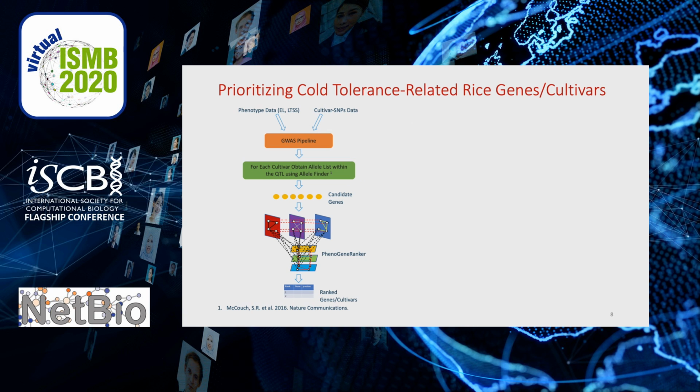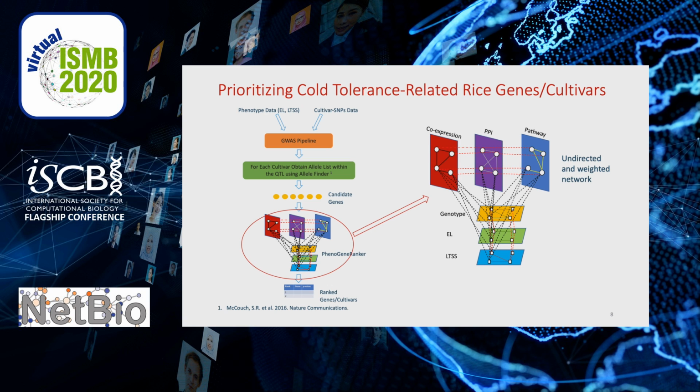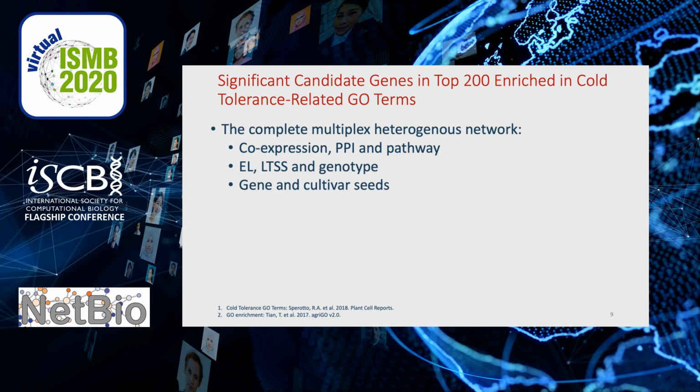Here, this figure shows how we applied PhenoGeneRanker to rice cold tolerance analysis. Our collaborators implemented a GWAS pipeline, which inputs phenotype data and cultivar SNPs data, and outputs quantitative trait loci and hence thousands of candidate genes located in these regions. We created undirected and weighted rice multiplex heterogeneous network, which includes those candidate genes coming from GWAS. We use publicly available datasets for genes and phenotype datasets of cultivars, and finally rank the genes and cultivars along with empirical p-values. We conducted a GO enrichment analysis to assess the gene ranking results.